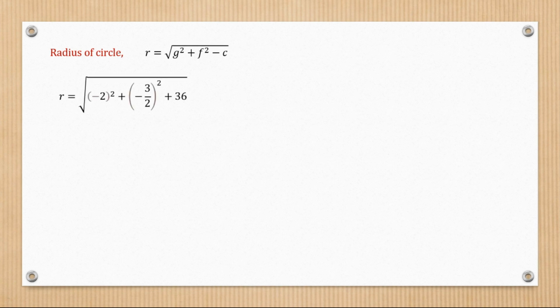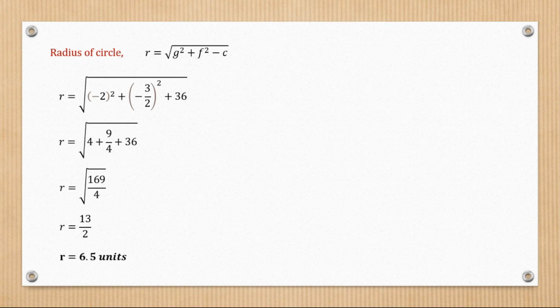Alright, so the radius shall be equal to that. As you can see, the value of c that was given in the question was a negative 36. So when you plug this in here, because this is a minus, it shall become a plus. So now I'll have it this way. So solve this further and I have root of 169 over 4, which shall give me 13 over 2 for the radius. And this is the same as 6.5 units.